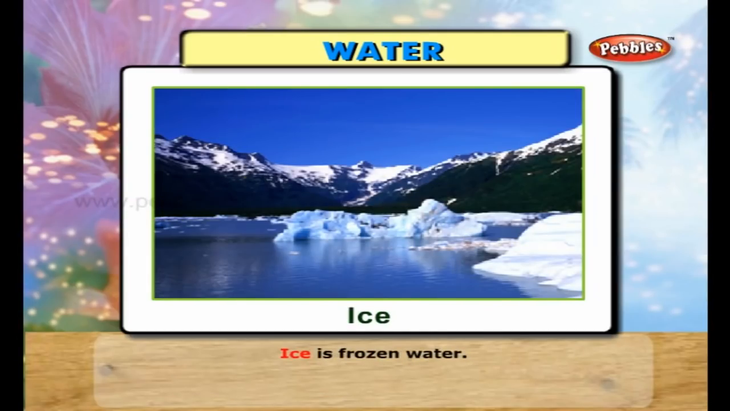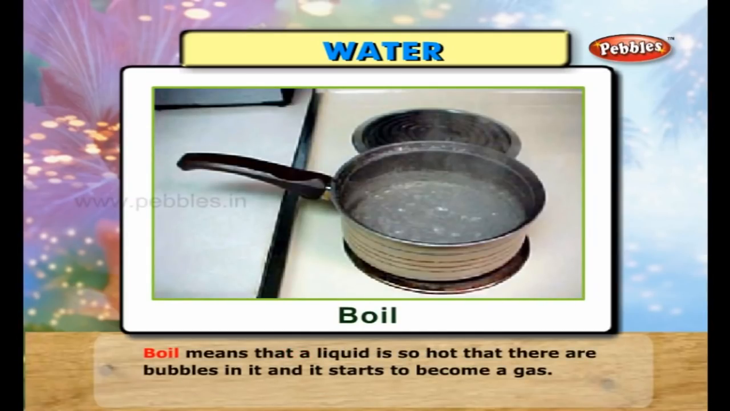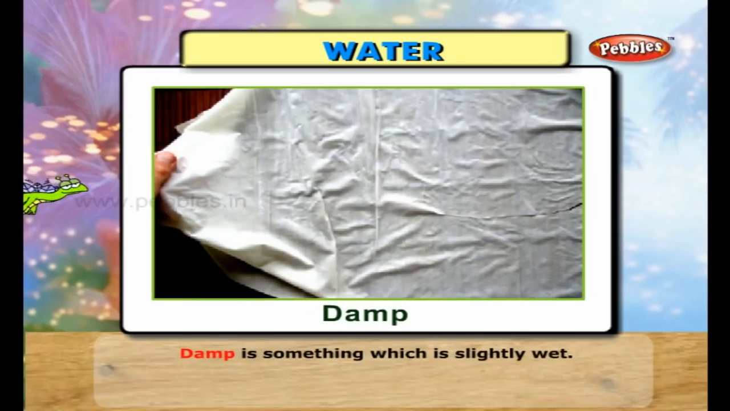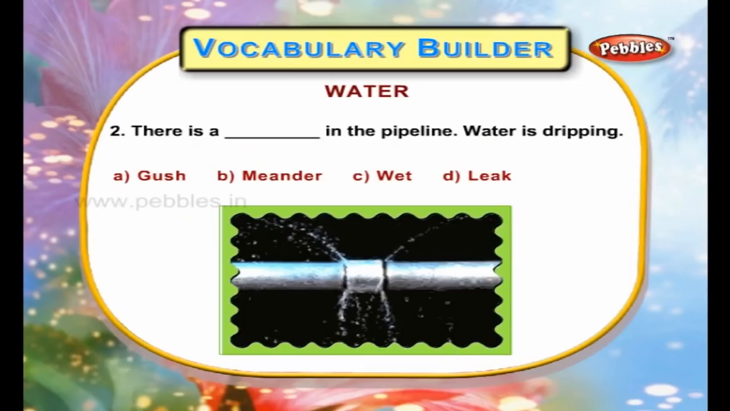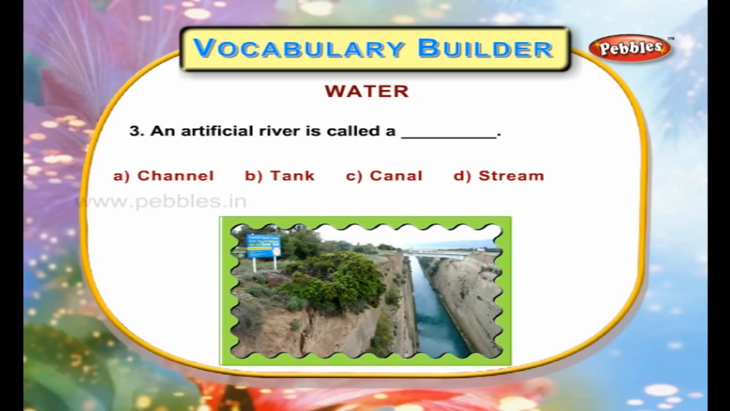Ice is frozen water. Boil means that a liquid is so hot that there are bubbles in it and it starts to become a gas. Damp is something which is slightly wet. There is a leak in the pipeline. Water is dripping. An artificial river is called a canal.